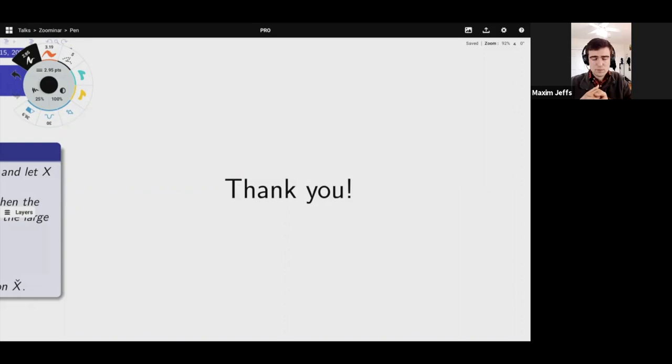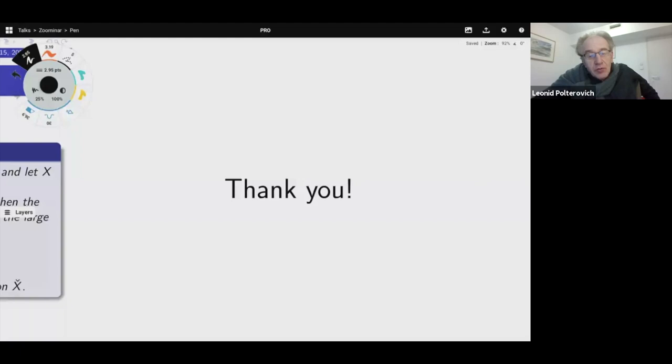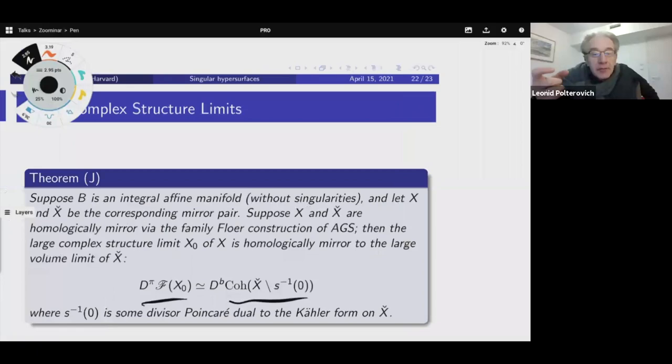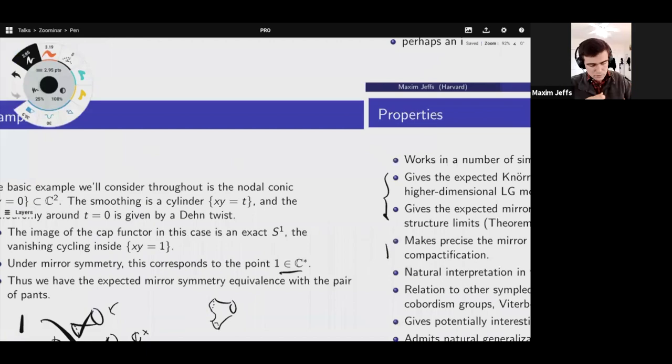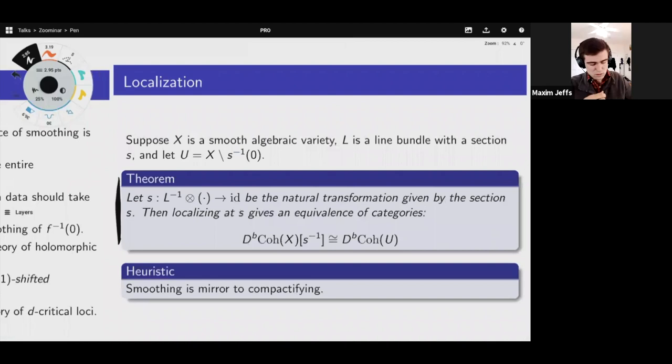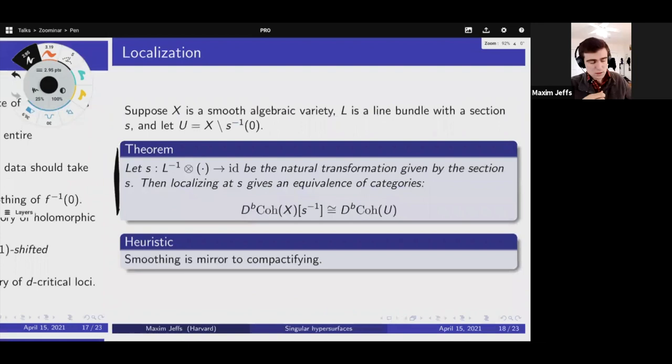I see. Maybe you can elaborate on this basic example which you showed, passing from quant to... Of course. My question is the following: why is removing the vanishing cycle equivalent to removing a point from C star? Ah, okay. Yeah, that's a great point. And the reason is this theorem here. When I localize by this natural transformation, it's equivalent to passing to the complement of the divisor. In other words, quotienting by the skyscraper sheaf of a point is equivalent to passing to the complement of that point in terms of categories of coherent sheaves. If I kill the skyscraper sheaf of a point, I quotient by that in the category, I get the derived category of the complement of that point.